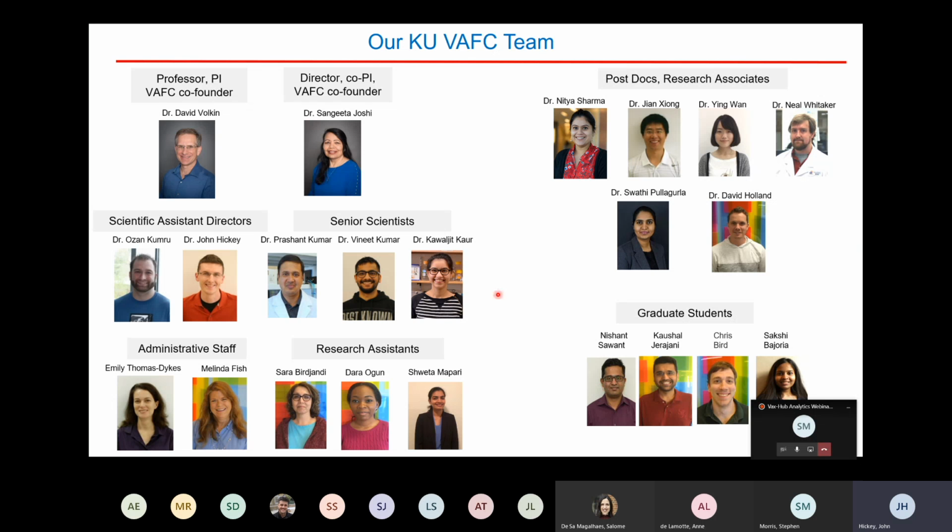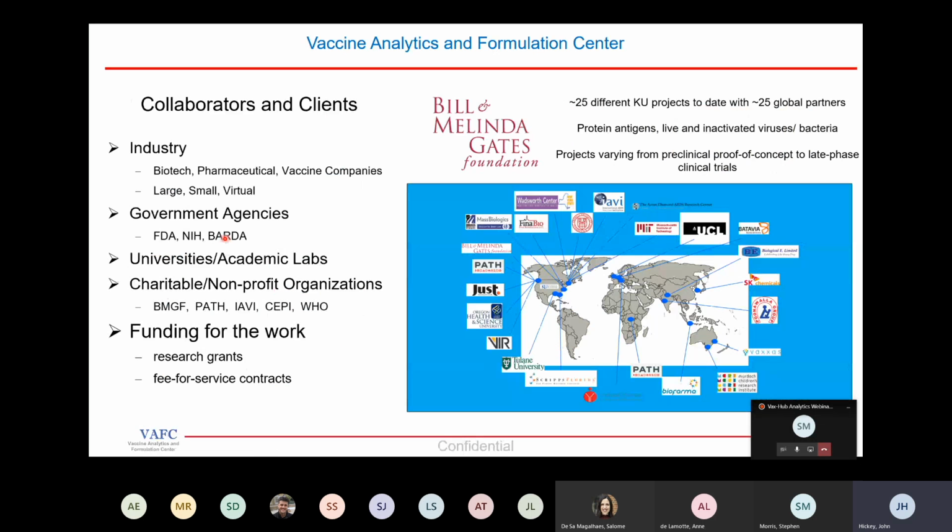We're a team of about 22 people. We're led by David Volkin and Sangeeta Joshi. We have some permanent staff members, and they also have a number of postdocs, research associates, and graduate students. Our collaborators and clients originate from pretty much every sector: industry, government, universities, nonprofits, etc. On the right here, I'm showing our collaboration with the Bill and Melinda Gates Foundation, which has facilitated us collaborating with partners all over the world, I think about 25 to 30 partners now. We've had this collaboration for about 5 years.